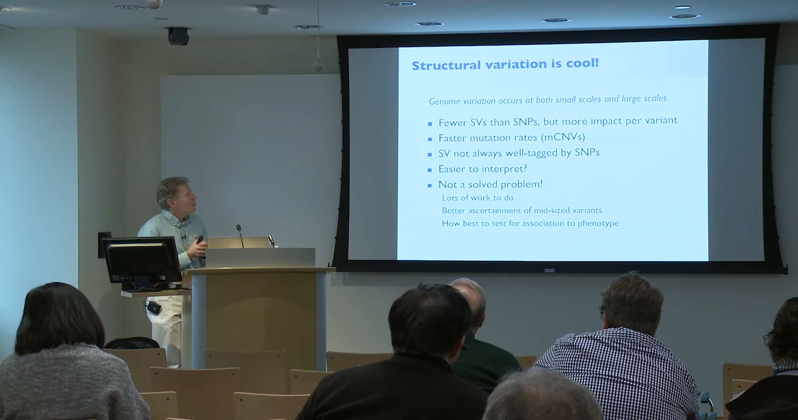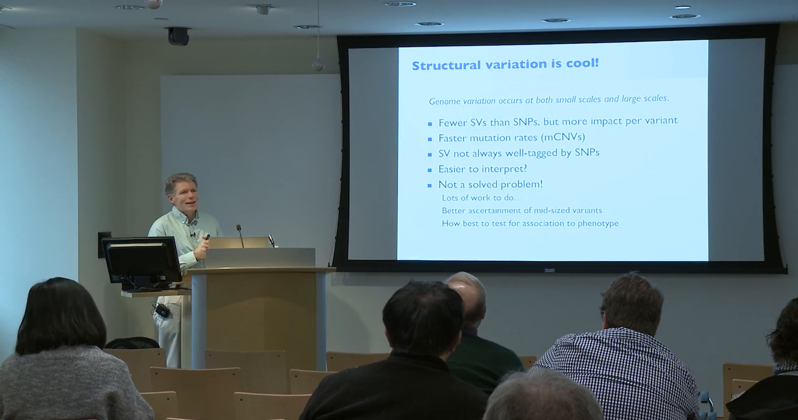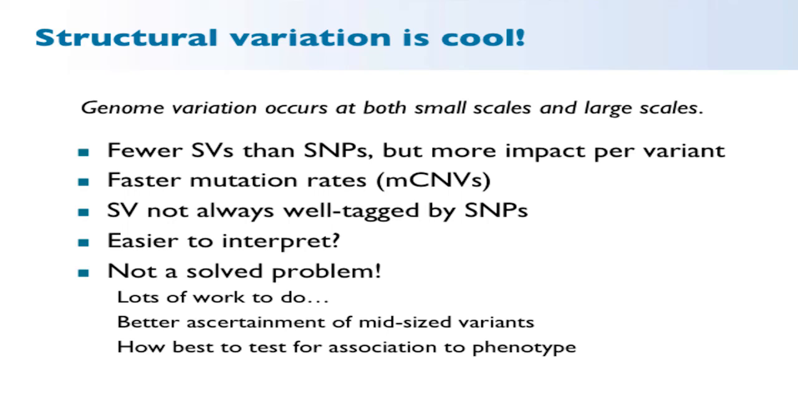So I hope I've conveyed to you that I think structural variation is really cool. I think you should think it's cool too. Genome variation occurs at both large and small scales. We need to look at these structural variants as well as SNPs. Although there's fewer SVs, there's evidence that there's actually more impact per variant. They're interesting because they have these faster mutation rates, for example, at the CNVs. And because of that, they're not necessarily always well tagged by SNPs. So it's really important for us to try to ascertain them in addition to just looking at the SNP haplotypes.